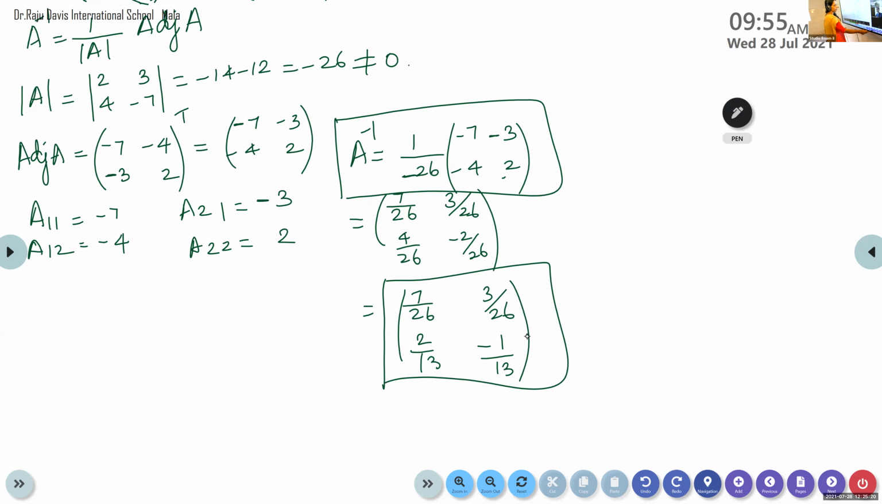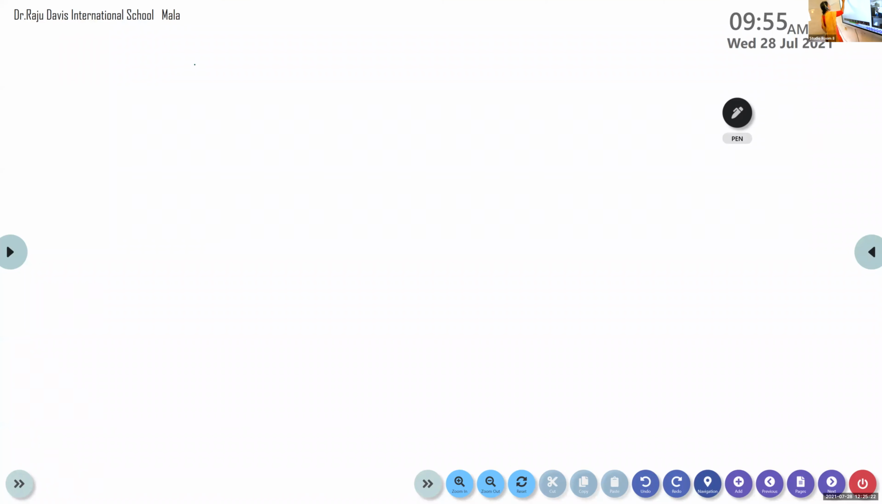Right, now answer this question. A is equal to matrix minus 5, 2, minus 1, 4. Find A inverse. Do this. Try this one.